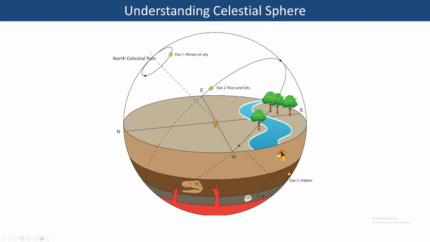They orbit around the Polaris for a full turn. They just keep doing that all year long. That means they are always on the sky for all the seasons.